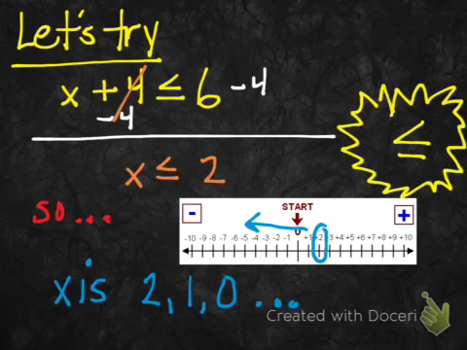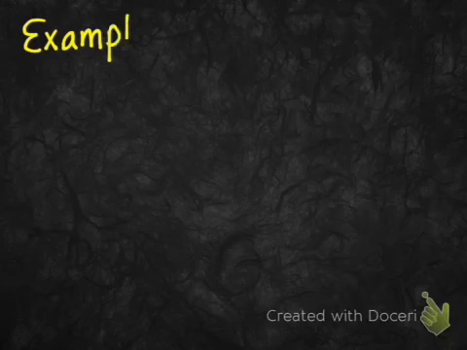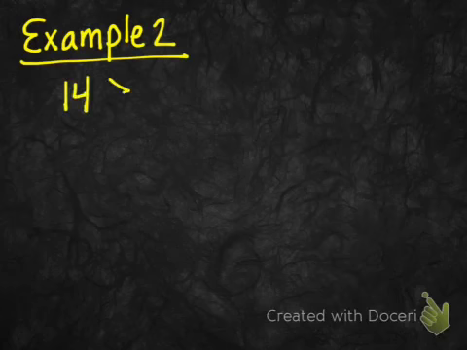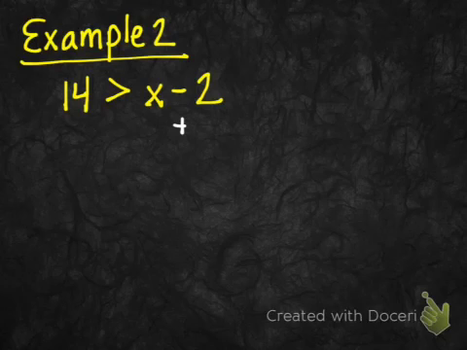All right. Well, one little reminder there about that less than or equal to sign. That means you have to include that number and then go smaller. Okay? Here we go. Here's example number 2. All right. Now I made this one look a little different. 16 is greater than x minus 2.